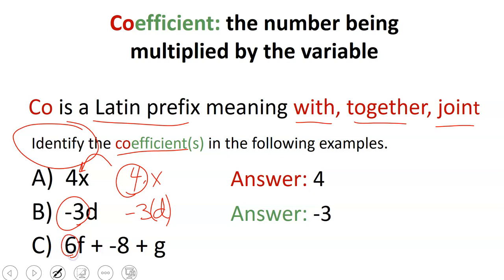The 6 is a coefficient, but guess what? G also has a coefficient. Remember when I said every variable has a coefficient? Well, that's 1g. So the coefficient is a 1. The number being multiplied by g is 1. So both 6 and 1 are the coefficient in that example.